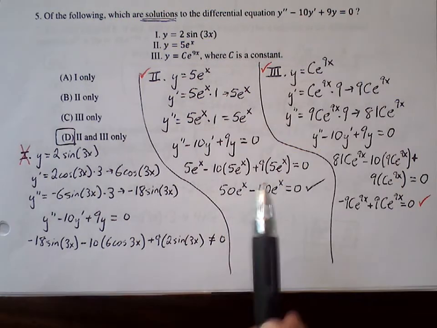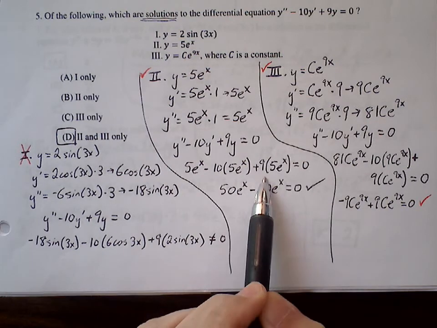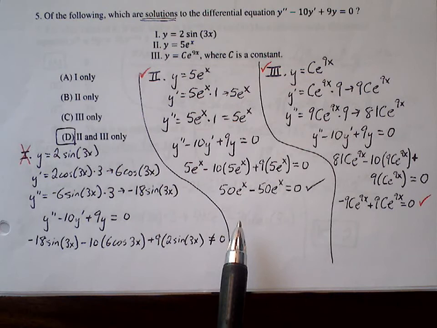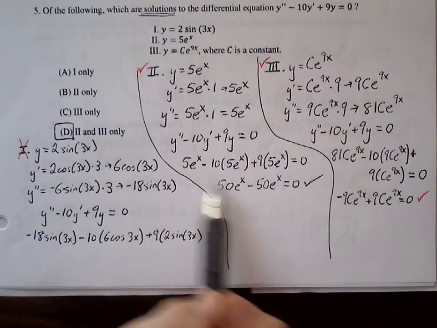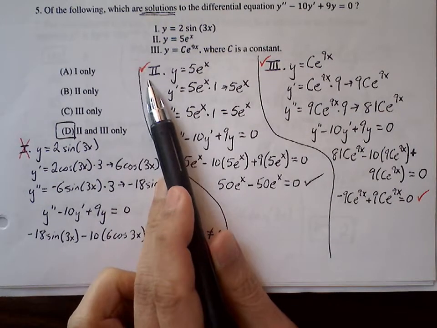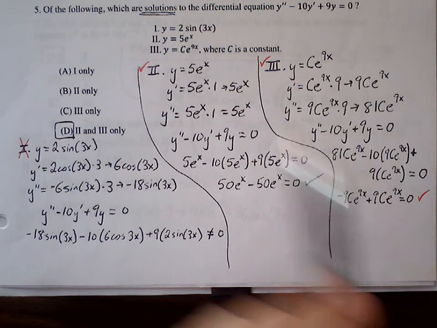Okay, so when we do that, we get 5e to the x minus 50e to the x plus 45e to the x. 5 minus 50 is negative 45, negative 45 plus 45, or we can just do 50 minus 50. Either way, we're able to get this to be a true statement. So we know option 2 does fulfill this differential equation. Okay, let's look at the third option.